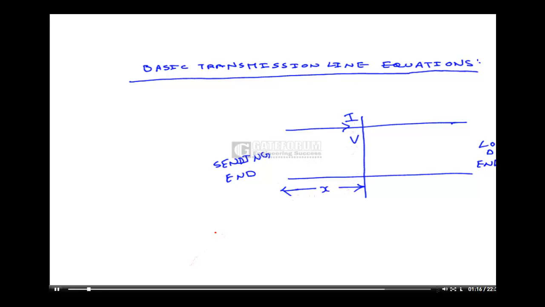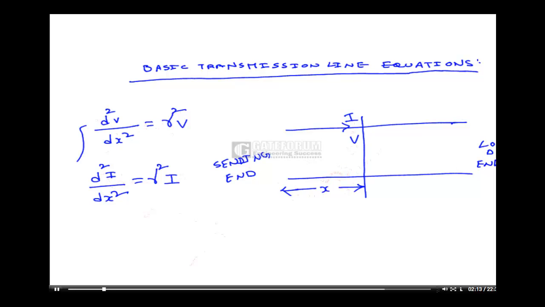Then the basic transmission line equations look like this: d square V by dx square is equal to gamma square V, and d square I by dx square is equal to gamma square I, where V and I are voltage and current at a particular distance x from the sending end. These two equations are second order differential equations. If you solve them, you can get V and I, that is, you can calculate voltage and current at any point on the transmission line. These are called the basic equations of a transmission line.